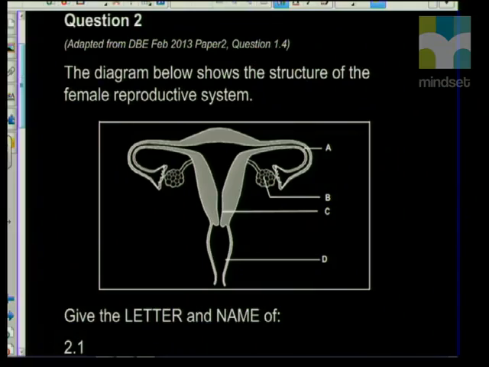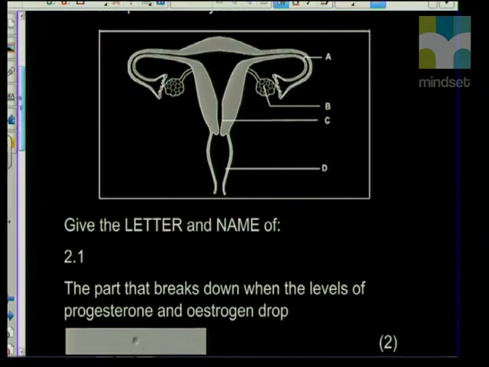Okay? Now, let's go to the next question. Question 2. Now what they've done is they've gone into a little bit more detail of the female reproductive system. They've gone nice and close, and they're going to ask you questions on it. They like doing this. Okay, first one, letter again and name.